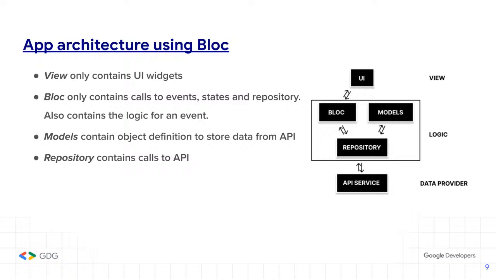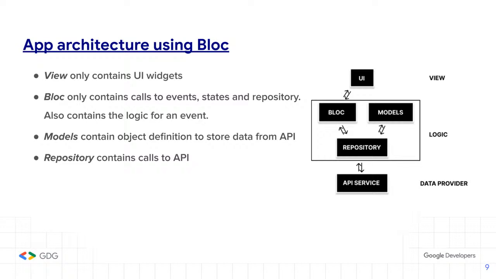And also notice the arrows here. The UI is going to make a call to the Bloc event. The Bloc event is going to make a call to the repository where the API is. The repository is then going to call the API service. The API service is going to return some data, which is going to go back to the repository.